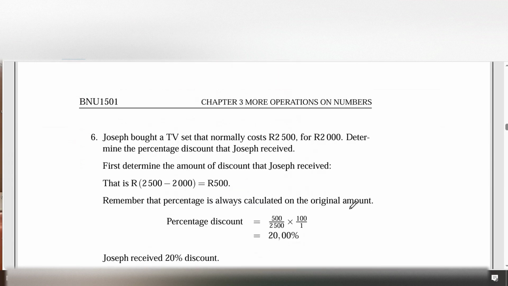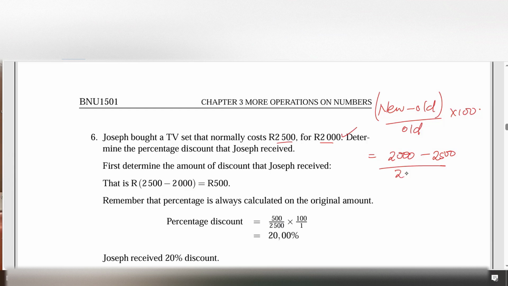Okay, there is another one here for the discount. Joseph bought a TV set that is normally costing 2,500, but for just 2,000. They want us to get the percentage discount. So what normally happens is that we get the new price minus the old price, divide by the old price, multiplied by 100. As long as you're looking for a percentage increase or a percentage decrease, this is the way to go. So our new price is 2,000, our old price is 2,500, and then you multiply by 100.